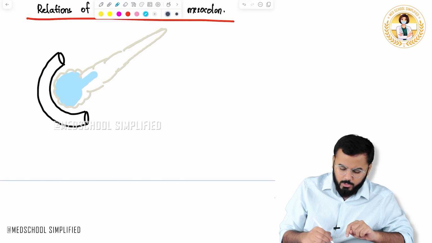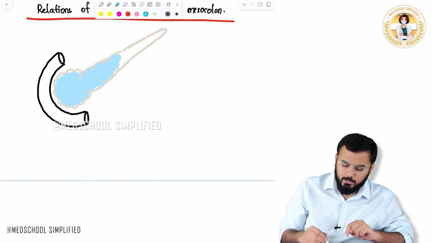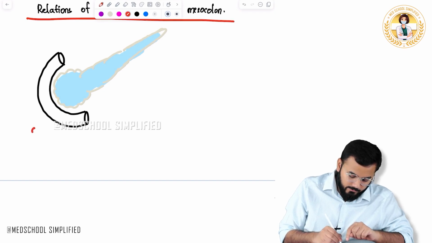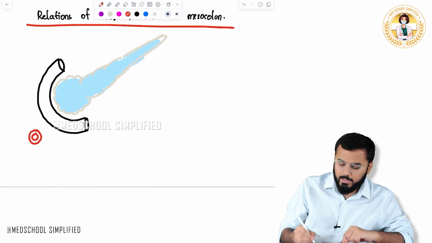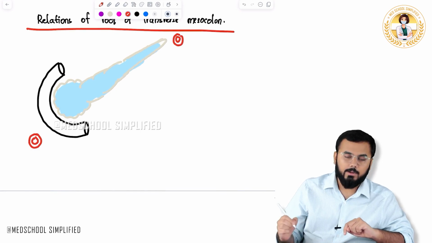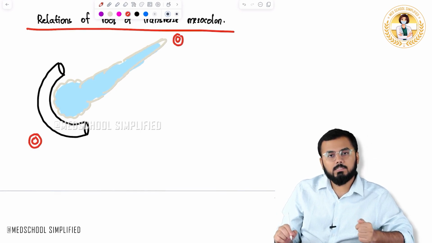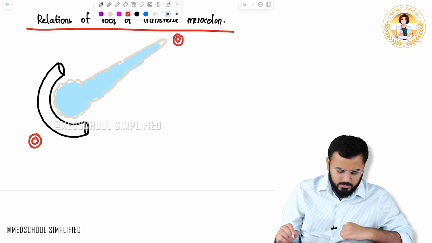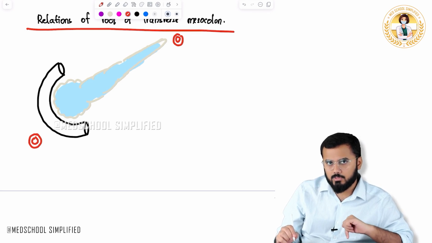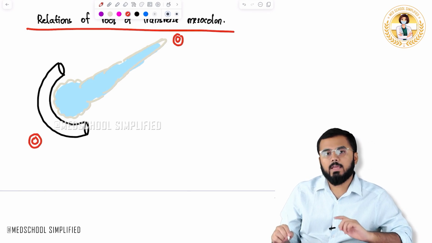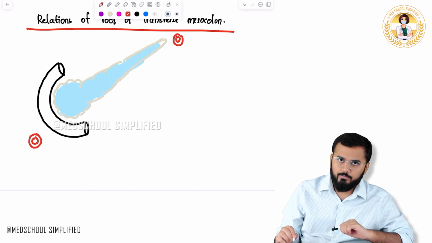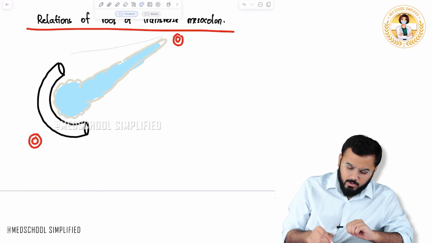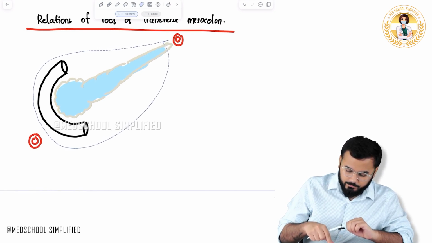Now one very important thing you need to know here is that there are two important ends. What are these two important ends? Here we have one end and here we have another end. From here till there it is the transverse mesocolon only, but this is called the right end of the transverse mesocolon, and this is called the left end of the transverse mesocolon.